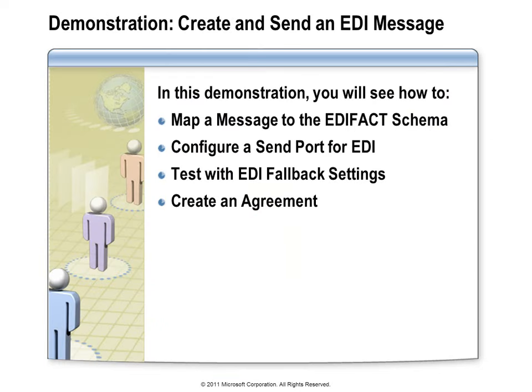In this demonstration, we're going to see how to map a message to the right schema. We're going to configure a send port for EDI, and then we'll test that with the fallback settings and also create an agreement to see what happens when we have specific settings around that. So we'll go from a BizTalk message that may not have originated as EDI, provide a standard BizTalk map to get to an EDI schema that the assembler knows how to read and process to serialize the message correctly.